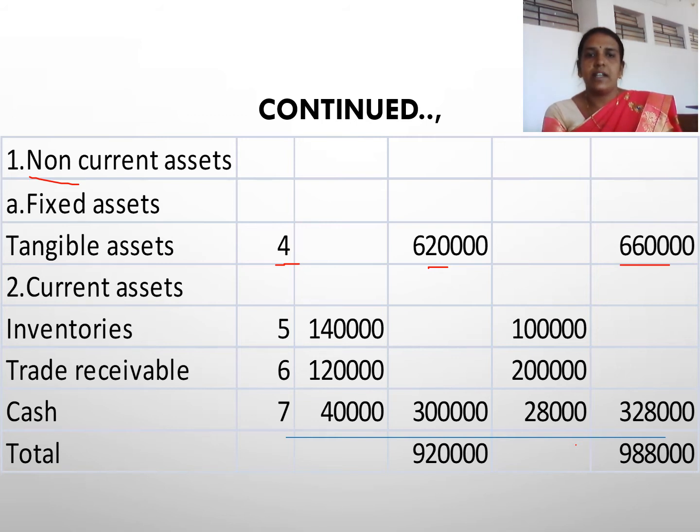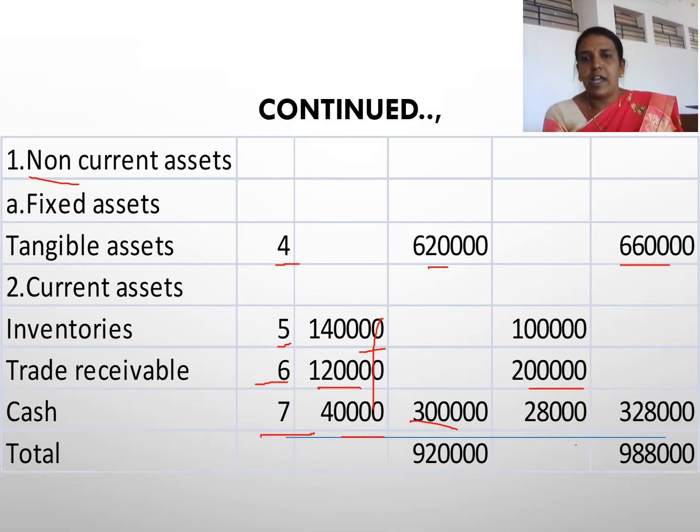Then second one is the current assets, that is inventories. To see the inventories in detail you have to see note number 5, and the amount in 2016 is 1,40,000 and 2017 is 1 lakh rupees. Trade receivable, note number 6, and amount is 1,20,000 in 2016 and 2 lakh in 2017. And for cash, which includes cash and any other bank accounts etc., you have to see note number 7, and the total cash is 40,000 and total of these three current assets is 3 lakh rupees.